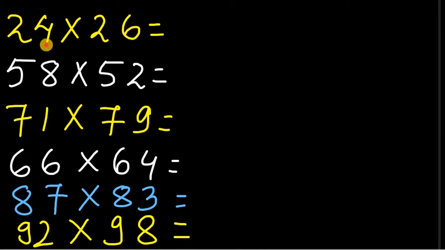So friends, focus on the digit at ones place. So ones place, here is 4, here is 6. So 4 and 6 you multiply. 4 6s are 24. Yes, 4 6s are 24.